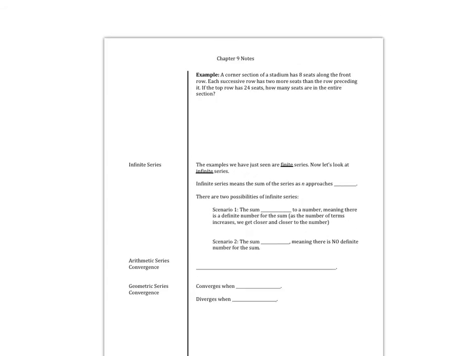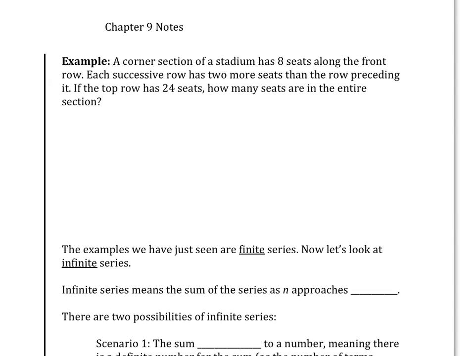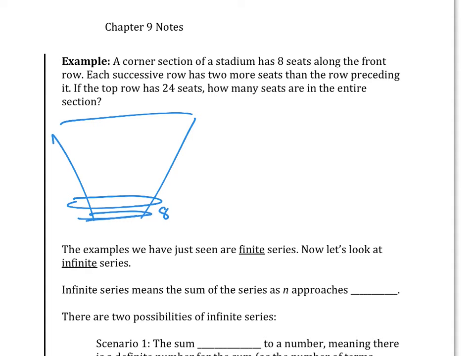Okay, so let's go ahead and look at an actual word problem. A corner section of a stadium has 8 seats along the front row. Each successive row has 2 more seats than the row preceding it. If the top row has 24 seats, how many seats are in the entire section? So if you kind of imagine that you have this stadium, so in the first row, you have 8 seats. Every row after that has 2 more seats. And then the top row has 24 seats. How many seats are in the entire section?